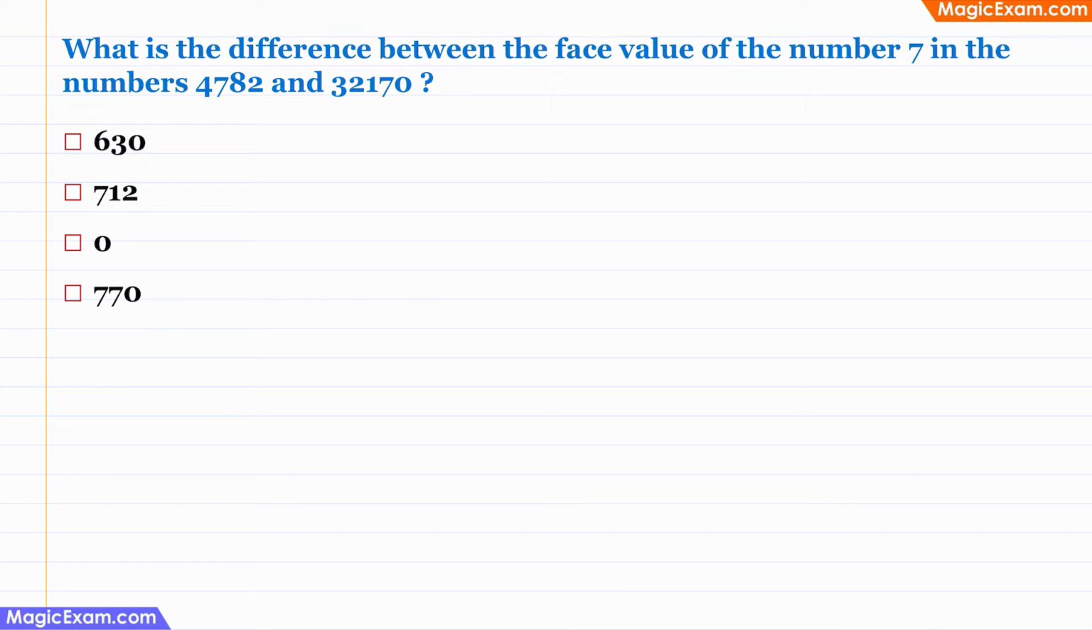What is the difference between the face value of the number 7 in the number 4782 and 32170? Now this question can be a little confusing because if you are in a hurry and you read this face value as place value, you will get a completely incorrect answer. But you'll have to pay attention to this. There are two different things, face value and place value. The face value of a number will always be 7, whether it is in the hundreds place or in the tens place or in the thousands place, it will always be 7. So the face value of 7 here is 7 and the face value of 7 here is also 7. So 7 minus 7 is 0. So the correct answer is 0.